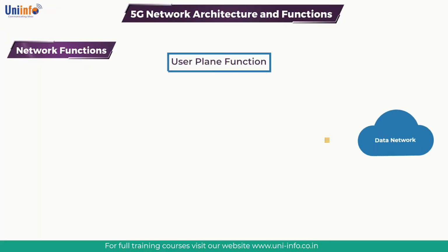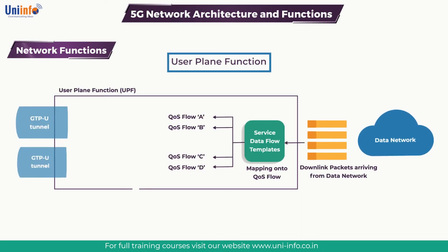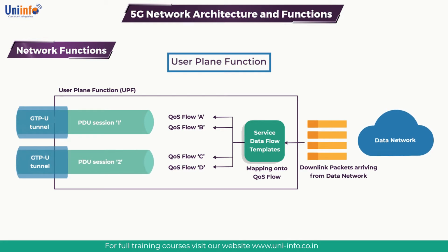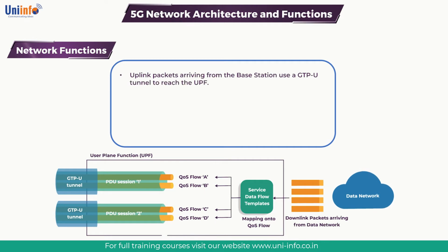Our next topic is user plane function, UPF. The user plane function is responsible for routing and forwarding user plane packets between the base station and the external data network. When compared to 4G core, it performs the same role as SGW and PGW. Uplink packets arriving from the base station use a GTP-U tunnel to reach the UPF.